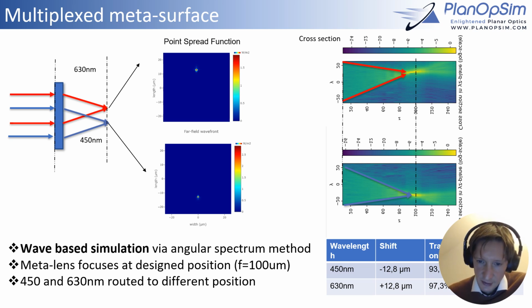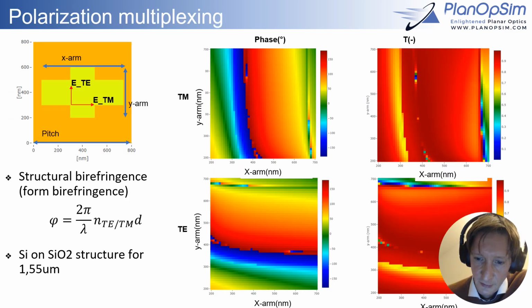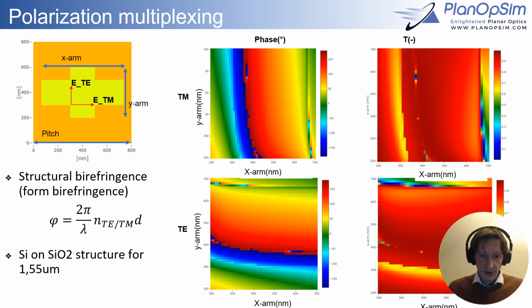We can also simulate a cross section to see how the light converges, and indeed for the red light we see a nicely converging cone to the top, for blue wavelengths a converging cone to the bottom. This is color multiplexing. We can now also apply the same type of design principles to polarization multiplexing.